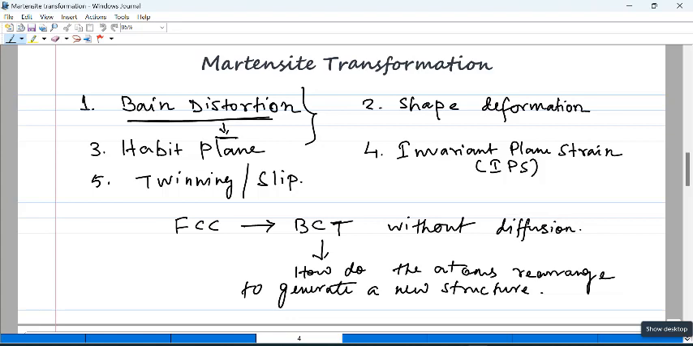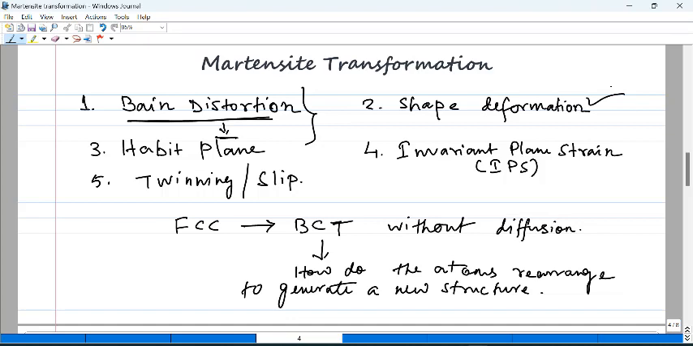So this is what we have been discussing. We just started this Martensite transformation topic, and as I said in the previous lecture, there are a few terms that you need to get familiar with with respect to the Martensite transformation, and these are those terms that we have listed out over here. And I hope by now from the previous lecture you have some idea about the shape deformation that we were talking about.